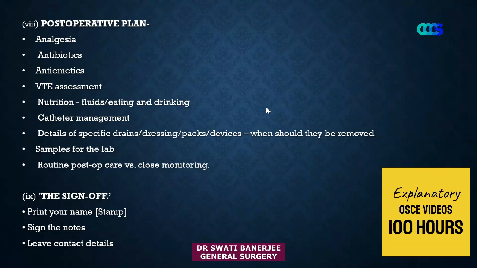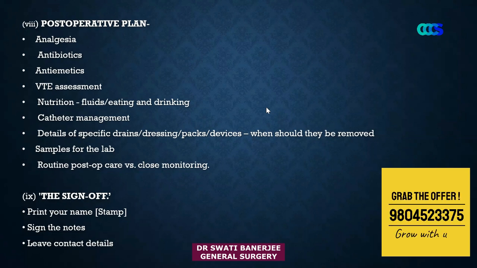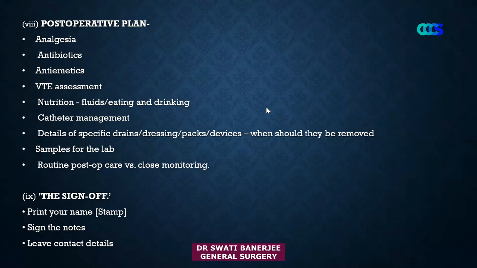And a routine post-op care and close monitoring, which you want your nurses to do, like monitoring of the blood glucose level if you want, because that will help you in choosing whether you would continue using insulin, a sliding scale, or you would now like to switch over to the oral hypoglycemics. So all this information needs to be well mentioned for your nurses to understand.